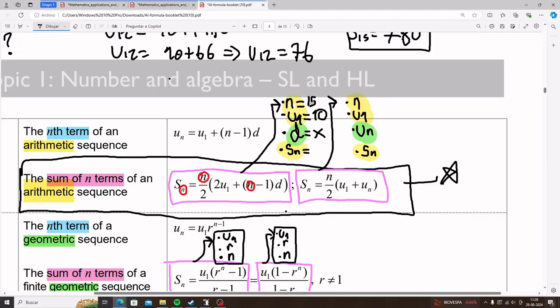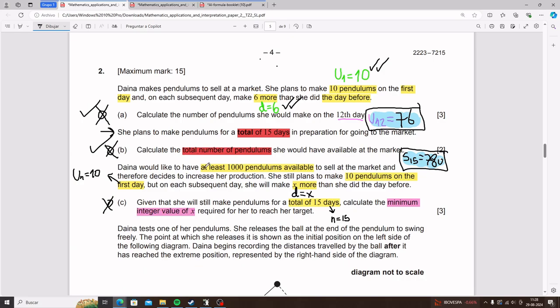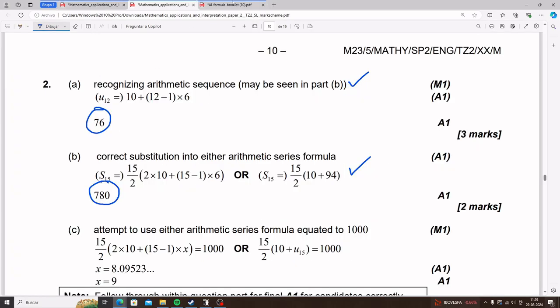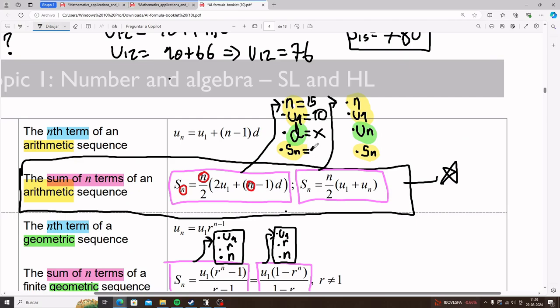And last but not least, they tell you that Dinah would like to have at least 1,000 pendulums available. So if she needs to have at least 1,000 pendulums available, then S of n has to be at least 1,000. Now, when we talk about at least, technically, I would say S of n has to be greater than or equal to 1,000, okay? If I were to get a little more technical, that's what I would say. But at least 1,000 pendulums available to sell means that S of n, we're going to leave it as at least the 1,000.